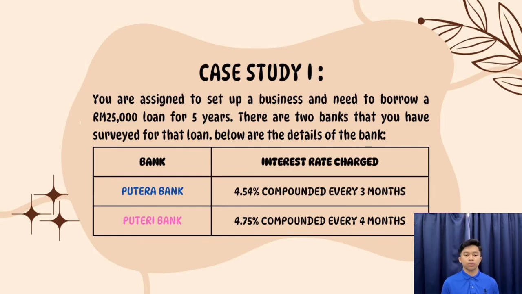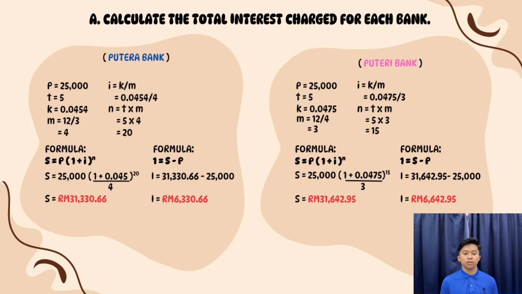As you can see, Putra Bank interest charge 4.54% compounded every 3 months, and Putri Bank 4.75% compounded every 4 months. So the question wants me to calculate the total interest charge for each bank. The first thing we need to do is find the P. P is given from the question, which is 25,000 ringgit, and after that find T. T is also given from the question, is 5 years.